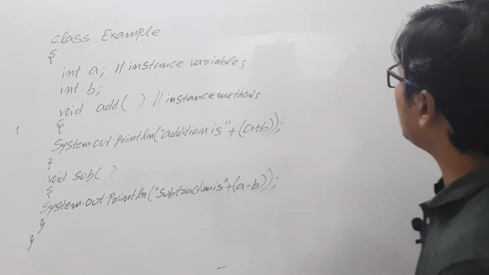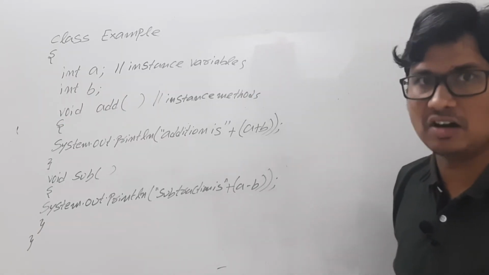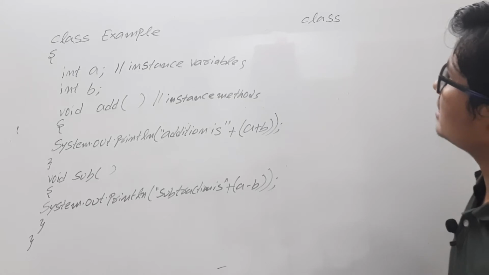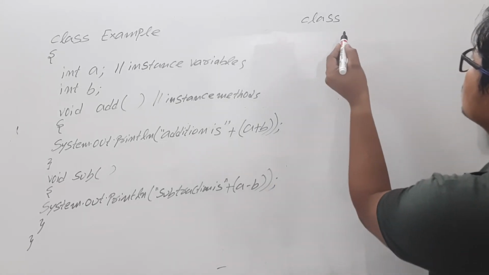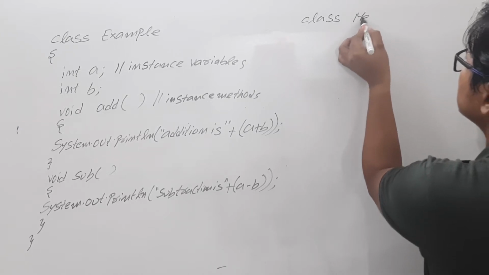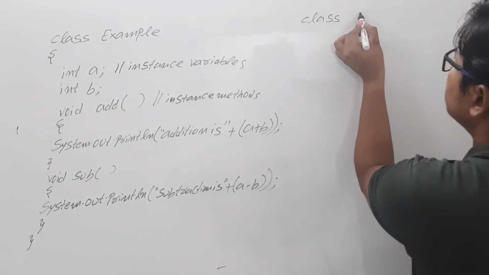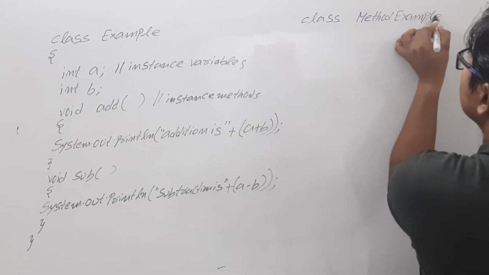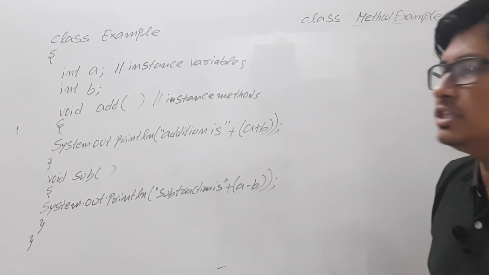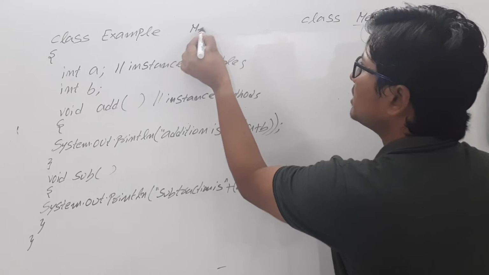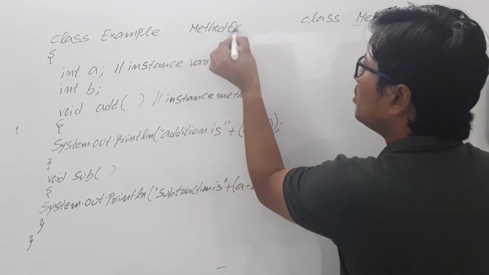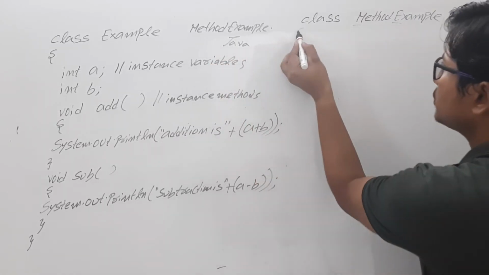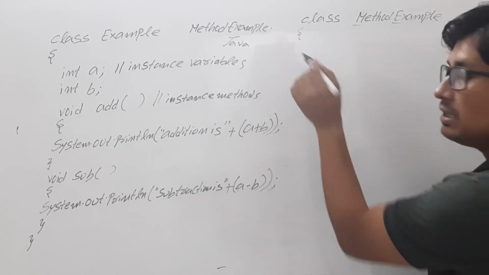Now let me create the main class or the driver class. I'm taking this class name or the file name as MethodExample. Look at here. M is capital, E is capital. So this program, you need to save it as MethodExample.java. Okay, is it clear? So this will be your main class or the driver class. So meaning is that in this one you will write the main function.